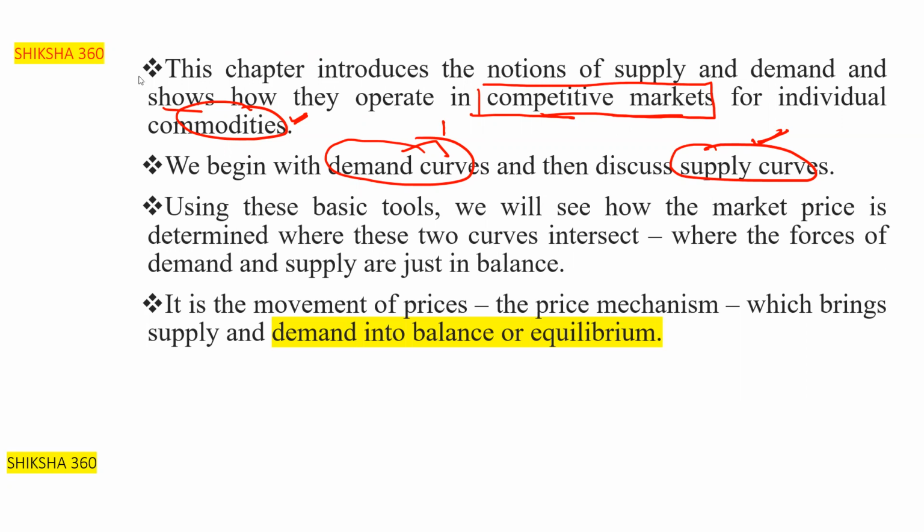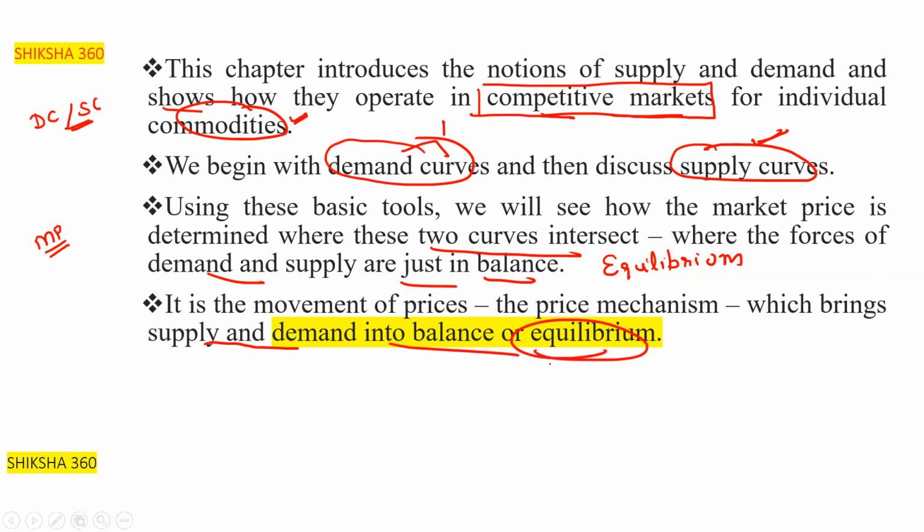Using these basic tools, we will see how the market price is determined, where these two curves, the demand curve and the supply curve, intersect. Where the forces of supply and demand are just in balance, we call that equilibrium. It is the movement of prices, the price mechanism, which brings supply and demand into balance, or equilibrium.